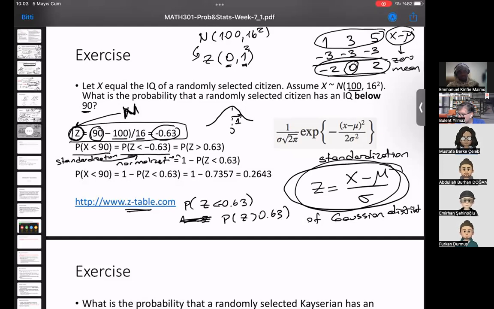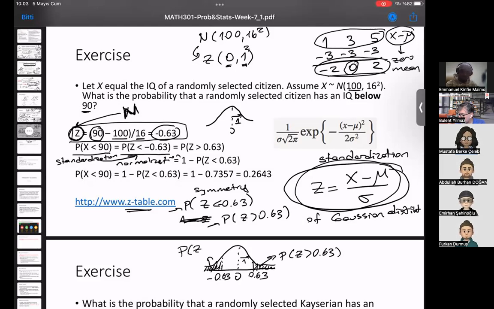As I said, because of the symmetry, you may use both of these probabilities because the distribution is like this, with mean 0 and standard deviation 1. It is either this area or this area. This is 0.63. This is minus 0.63. The areas are probabilities. The probability of Z greater than 0.63 and the probability of Z less than minus 0.63 are the same thing. These are equal.